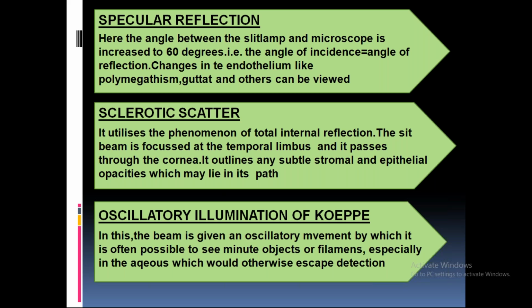Sclerotic scatter: it utilizes the phenomenon of total internal reflection. The slit beam is focused onto the temporal limbus and passes through the cornea. It outlines any subtle stromal and epithelial opacities which may lie in the path.